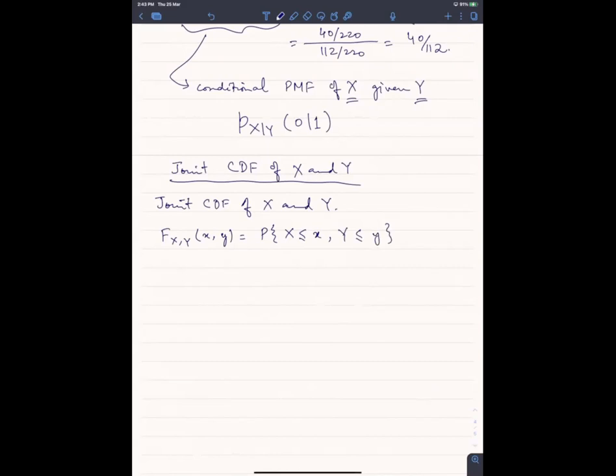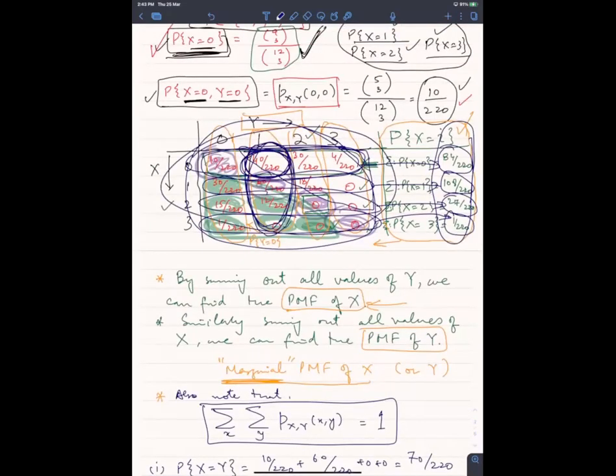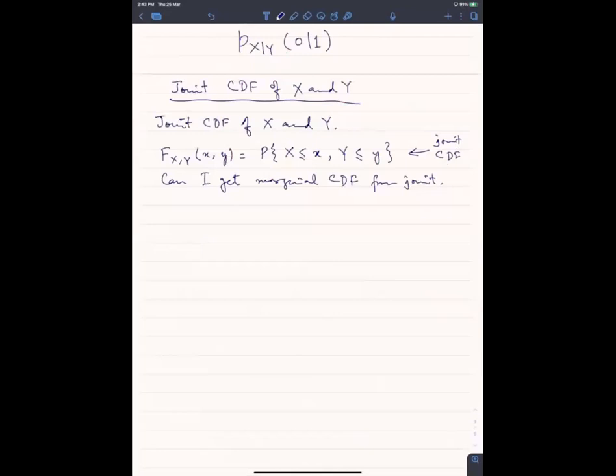This is the joint CDF. Okay. Now, can I get the marginal CDF from the joint? Above, we saw that from the joint PMF we got the marginal PMF by adding rows or columns. So can I do the same for the marginal CDF? From the joint CDF, can I find the marginal CDF?